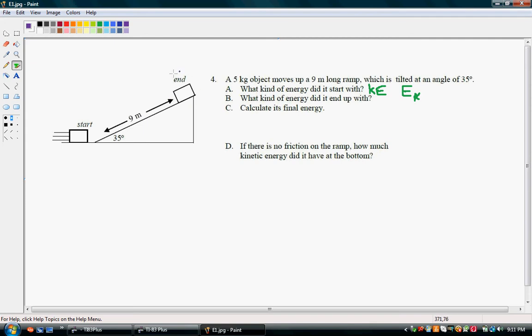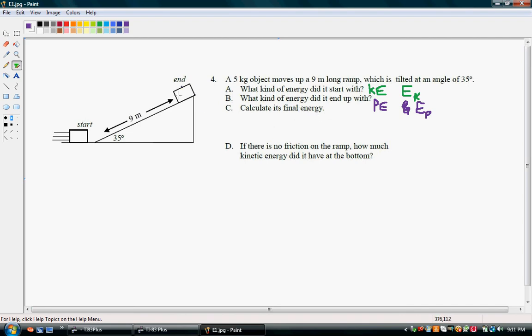Okay? And then it asks what kind of energy did it end up with. Well, it's at the top of this slope now, and it's at rest, so it has all potential energy. Or you could write that P, or E little p. Alright, so calculate its final energy.